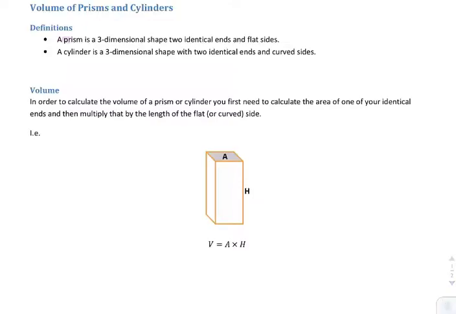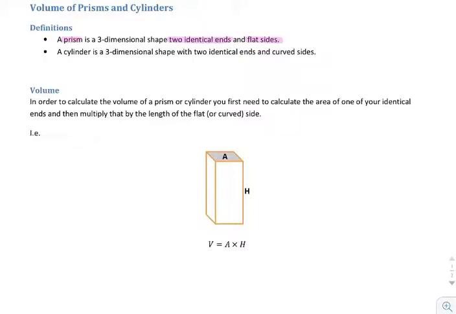This tutorial is going to look at volumes of prisms and cylinders. In order to be able to calculate the volume of a prism or a cylinder, you need to know what a prism or a cylinder is. So, by definition, a prism is a three-dimensional shape with two identical ends, and connecting those are flat sides.